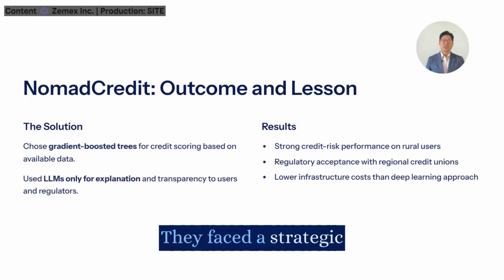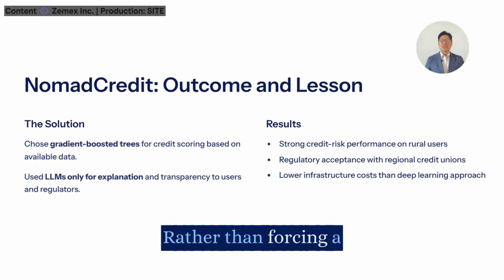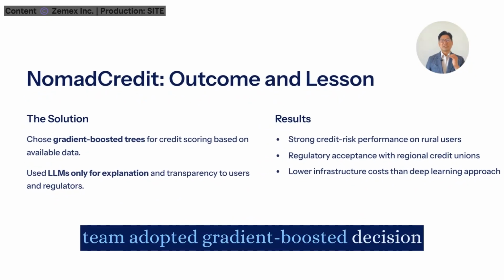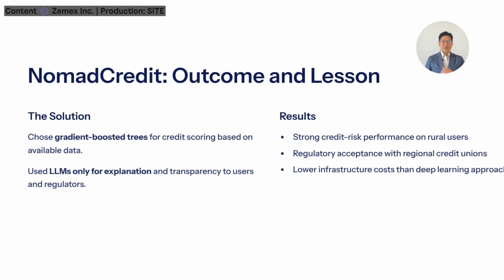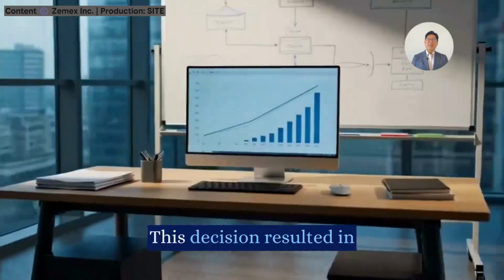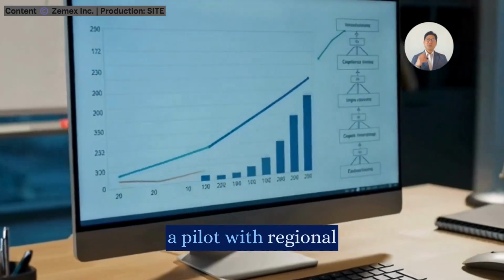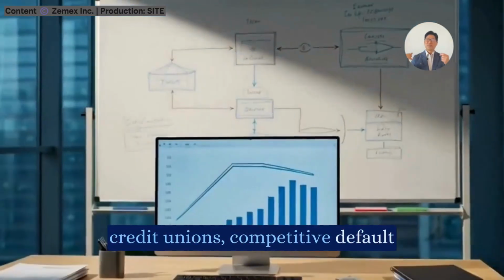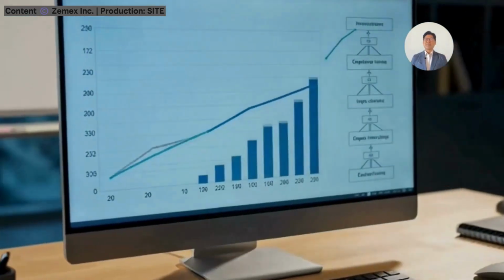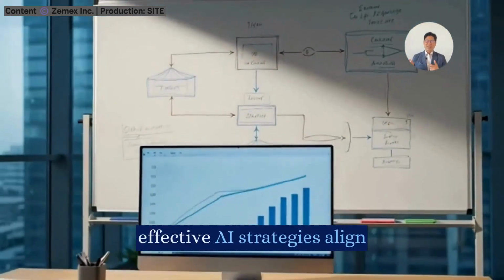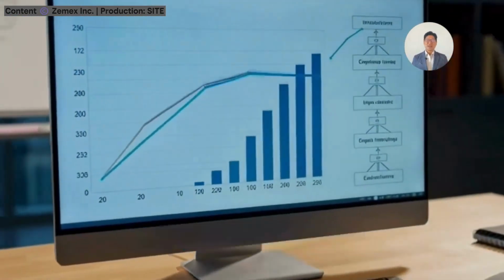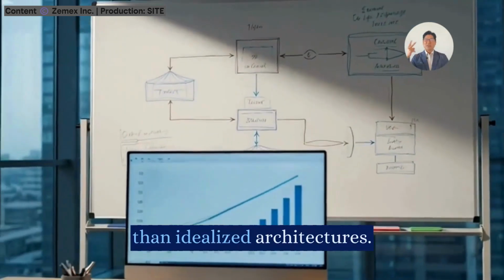They faced a strategic choice. Rather than forcing a deep learning solution, the team adopted gradient-boosted decision trees for credit scoring, using LLMs only for explanation and transparency. This decision resulted in a pilot with regional credit unions, competitive default prediction accuracy, and strong regulatory acceptance. The takeaway is that effective AI strategies align with available resources rather than idealized architectures.